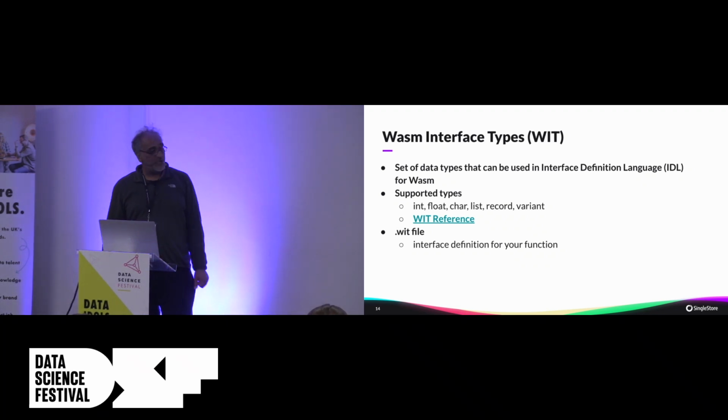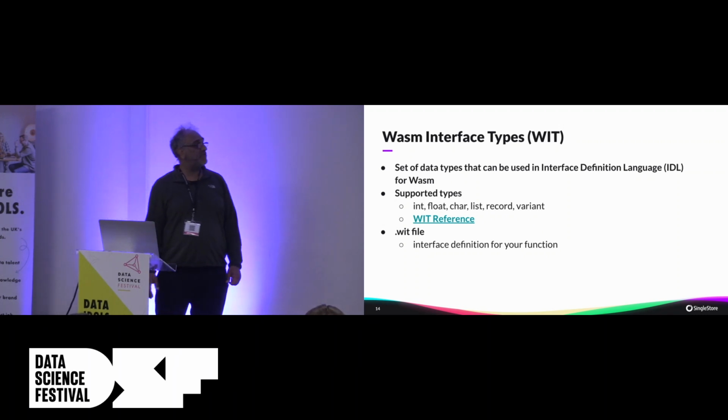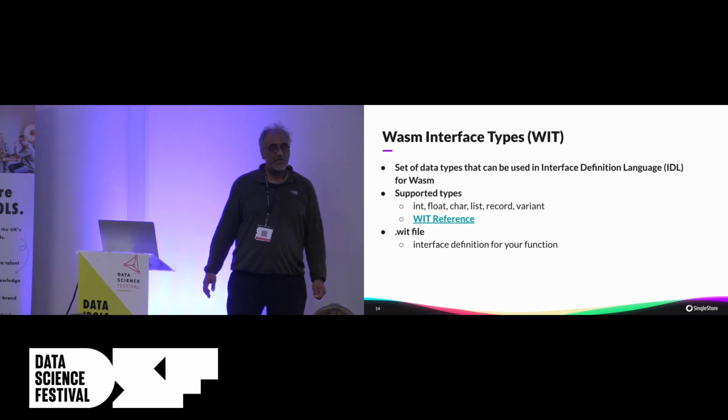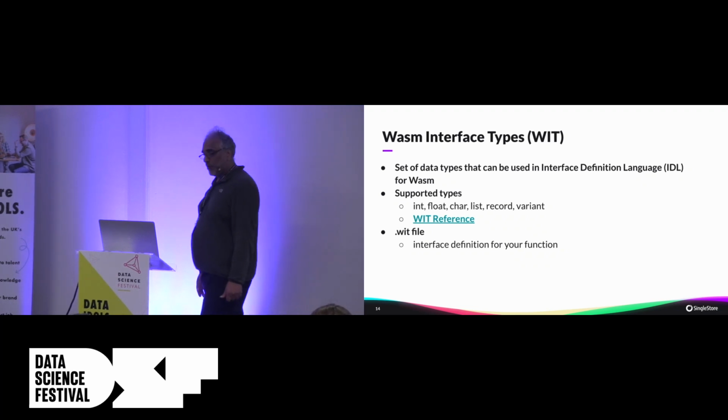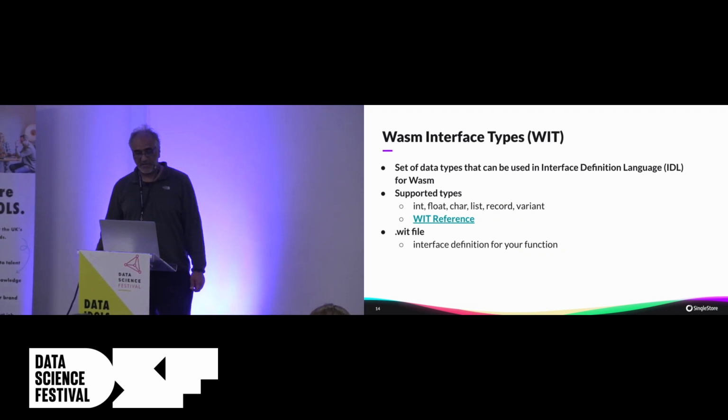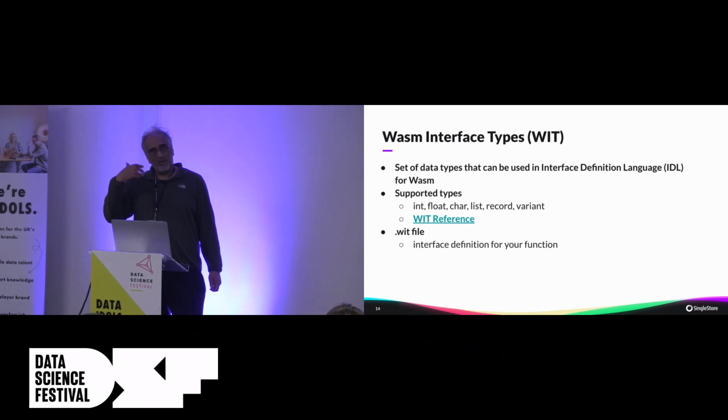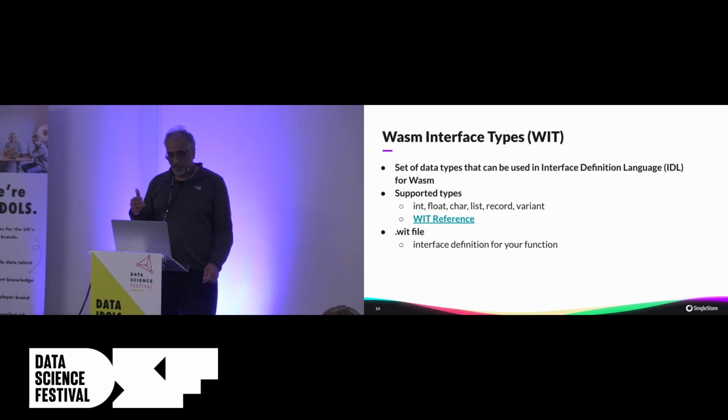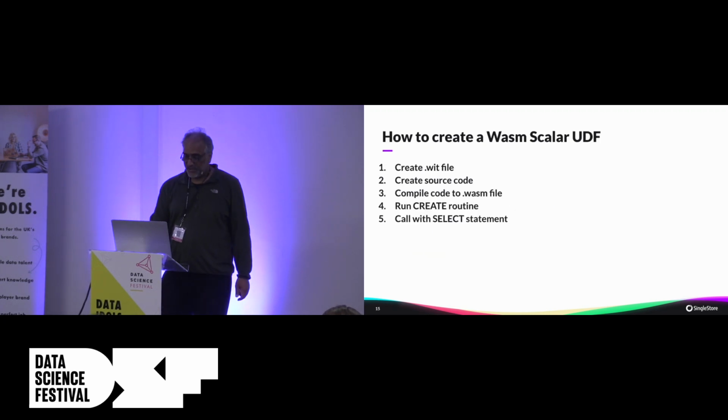There's a bunch of supported types. You can see there's some stuff that's missing from there. Again, it's work in progress. And then essentially what we do is we take this IDL, we run a code generator across it, and we get this thing called a WIT file. We'll look at that very shortly.